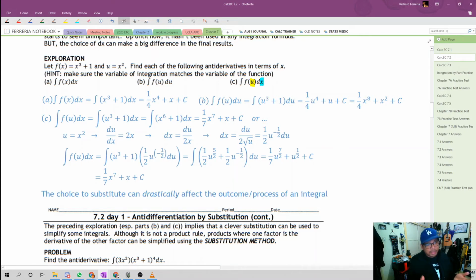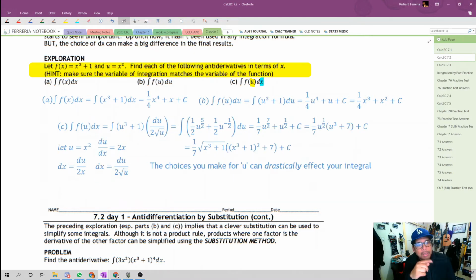All of which leaves us with a conclusion that the choice to substitute can drastically affect the outcome or the process of an integral. If you do everything correctly, you'll still get the same antiderivative, if you can get to the same antiderivative, but the path you take could be easier or more difficult. So we're going to keep that in mind, and as we make substitutions for u, we're going to make substitutions for u that make the integral easier. That's the point, is we want to make the integrals easier. So let's take a look at the next section here.